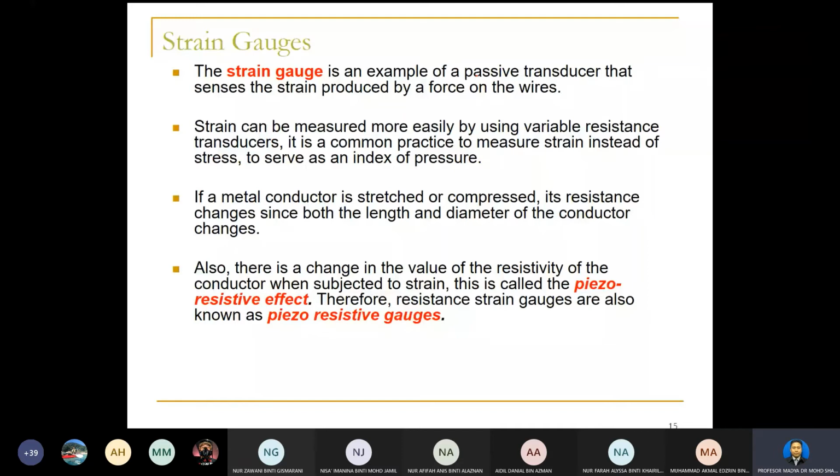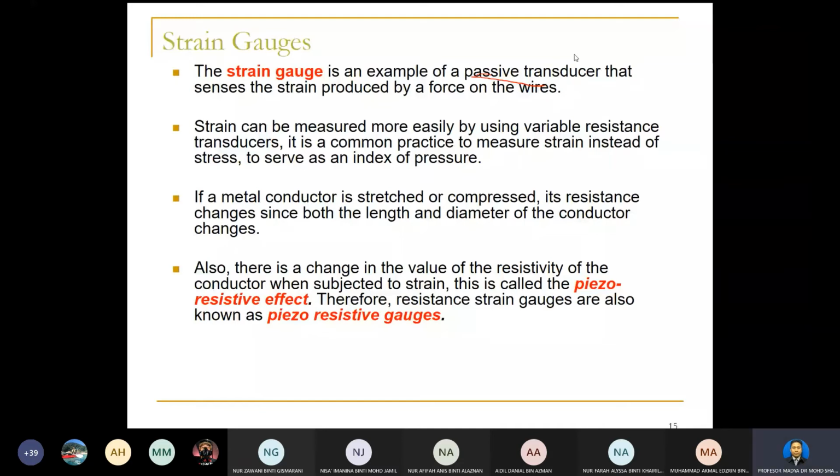Strain can be measured more easily by using a variable resistance transducer. It is common practice to measure the strain instead of the stress, to serve as the index of pressure. As the metal conductor is stretched or compressed, its resistance changes since both the length and diameter of the conductor change. There is also a change in the resistivity of the conductor when subjected to strain. This is called the piezo-resistive effect. Therefore, resistance strain gauges are also known as piezo-resistive gauges.